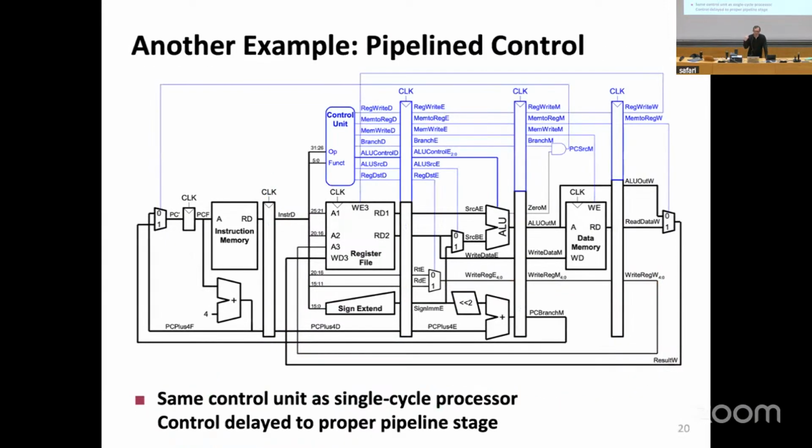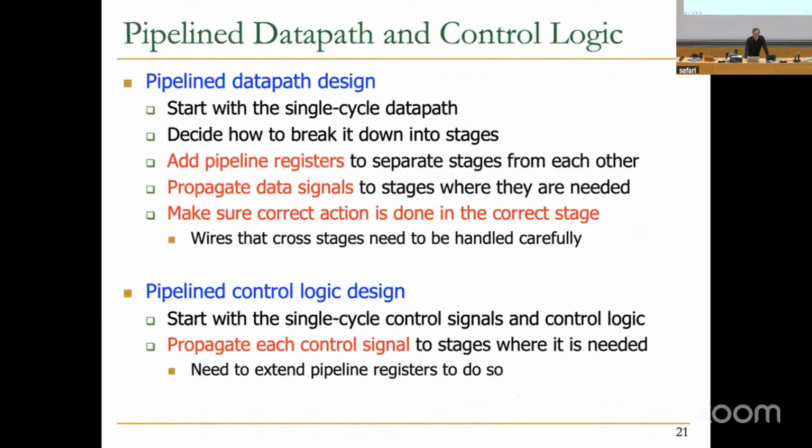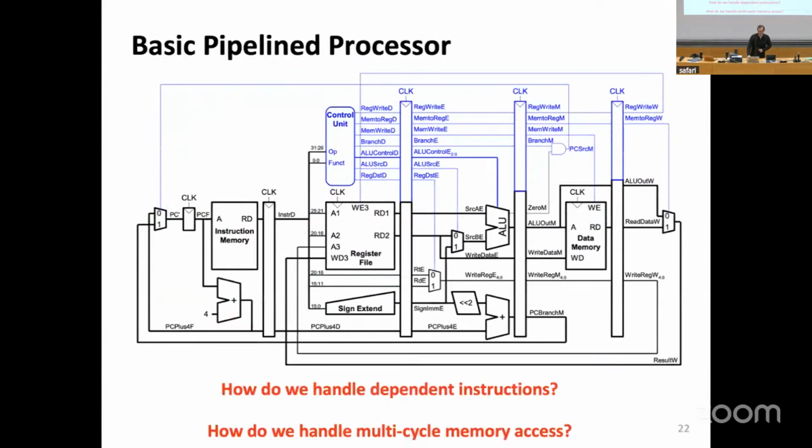So this is the pipeline control that your book develops. It's essentially the same as single cycle processor's control unit, and control is delayed to the proper stage. And again, I would recommend that you take a look at your book. Okay, so basically, we've covered how to design the pipeline data path and control logic. Now the question is, is this sufficient? And as multiple of your colleagues already kind of hinted at, this is not sufficient. Basically, there are 2 major questions, at least 2 major questions. I'm going to expand this. How do you handle dependent instructions?